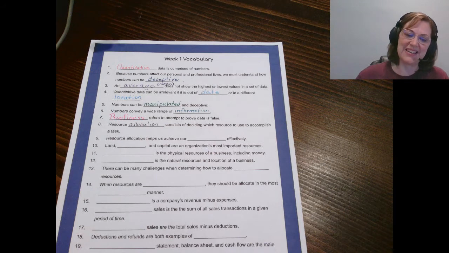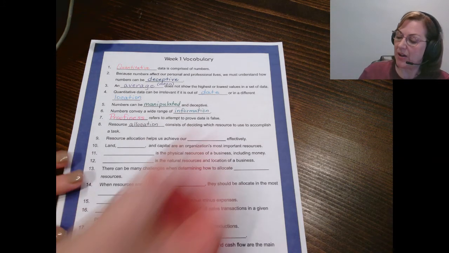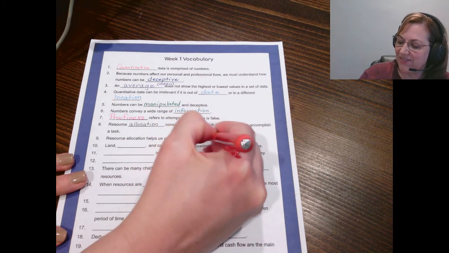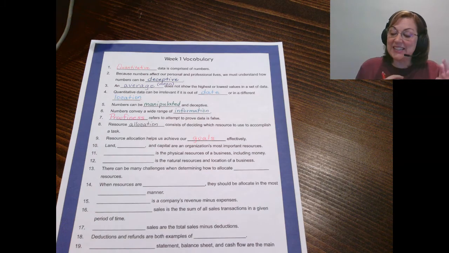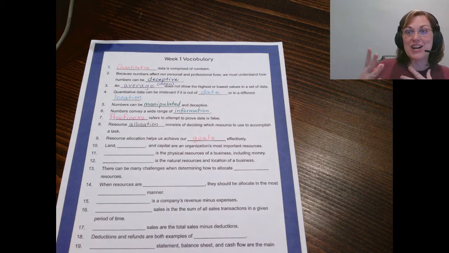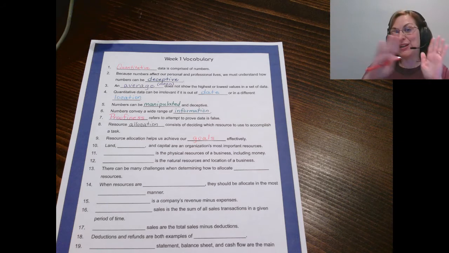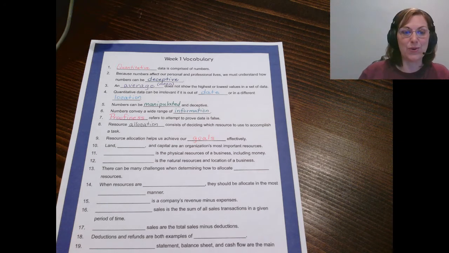Number 9. Resource allocation helps us to achieve our goals effectively. And we just talked about that with the ladle and the fork trying to get soup out of the pot. When we spend the time to allocate our resources effectively and efficiently, we end up completing our task, moving us closer and closer to our goal.